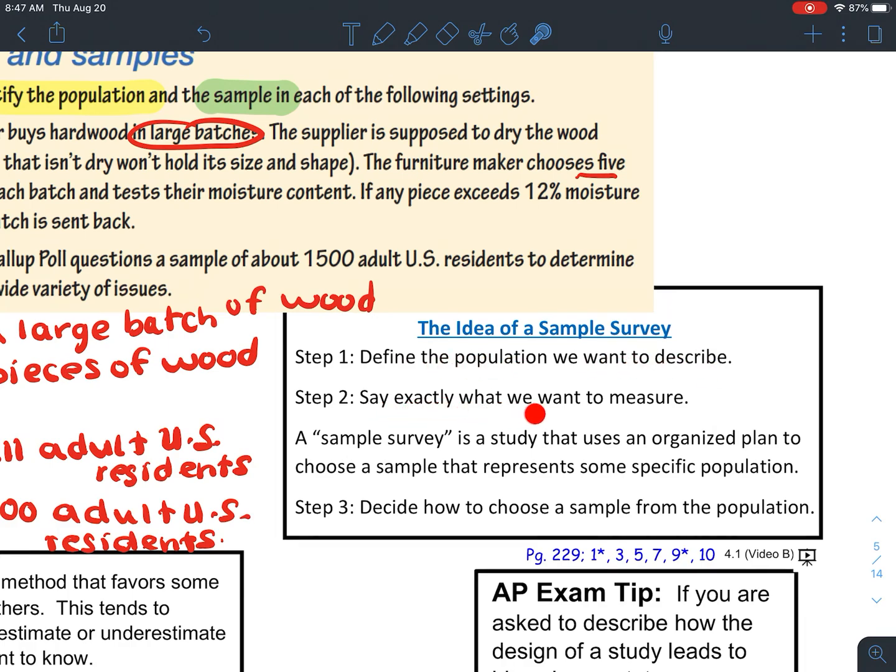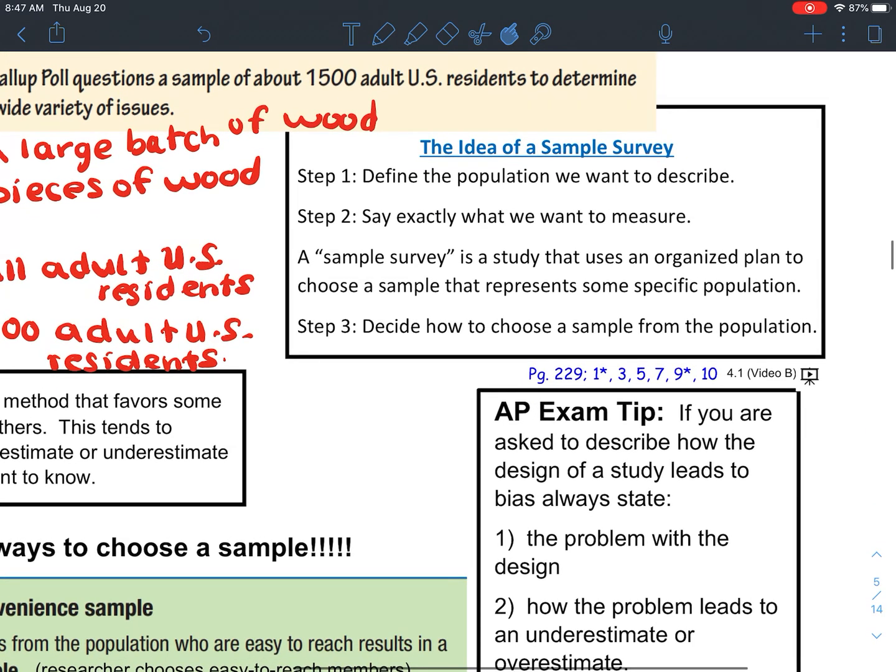And then step 2 is to say exactly what it is that you're wanting to measure. Okay, a sample survey is a study that is kind of using an organized plan for how you're going to choose a sample to represent your population. And we're going to talk through different ways of how specifically that someone could collect data. Okay, and then finally, you would decide how to choose that sample from your population.